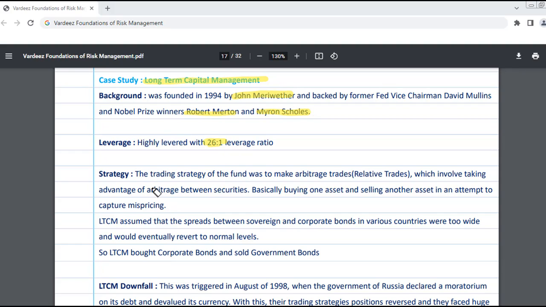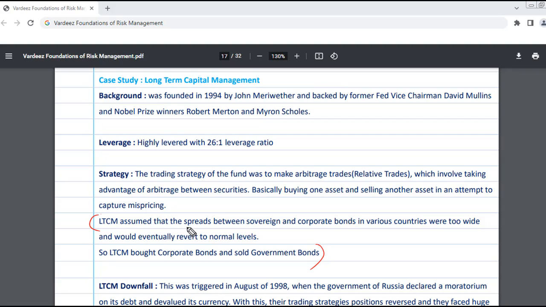Talking about the trading strategy of the fund, it was to make arbitrage trades, also known as relative value trades, which basically involves taking advantage of arbitrage between securities. Basically buying one asset and selling another asset in an attempt to capture any mispricing. And the reason they had so much leverage was because these mispricings are very small. So to capture a good amount of money out of this mispricing, they had to take on so much leverage.